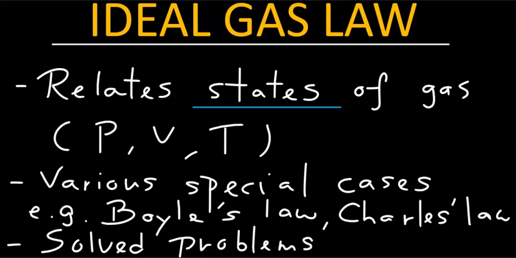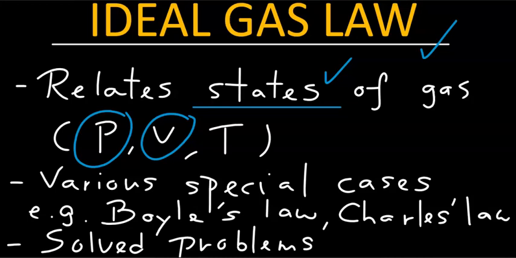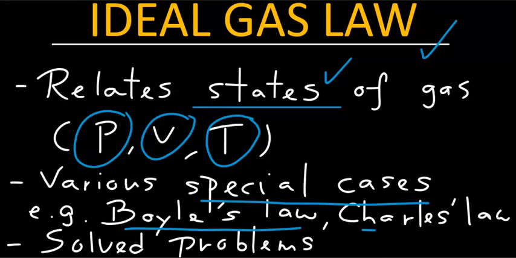In this video, we shall look at the ideal gas law. This law relates states of a gas. The states in question are pressure, measured in Pascal, volume, measured in cubic meter, and temperature, measured in the units of Kelvin. We shall also look at various special cases of this ideal gas law, such as Boyle's law and Charles' law. We will then solve a few problems based on these concepts.